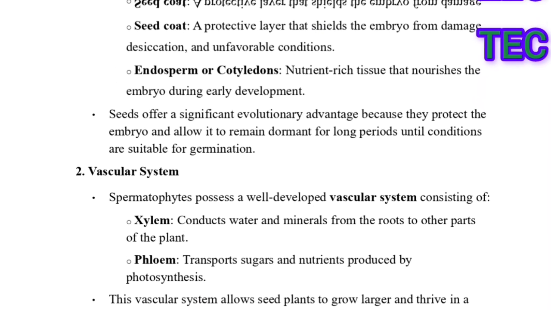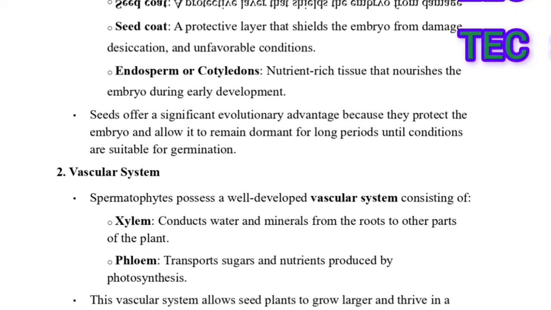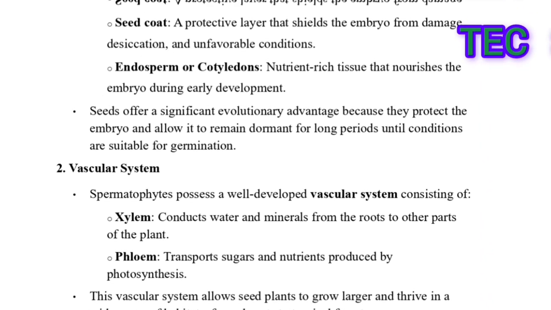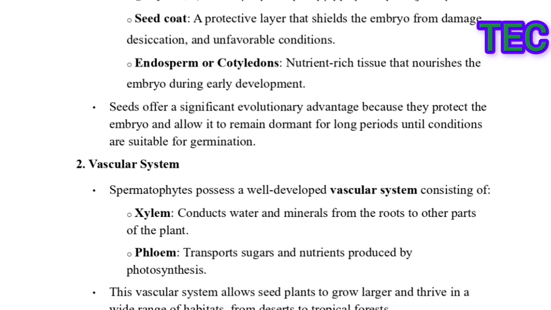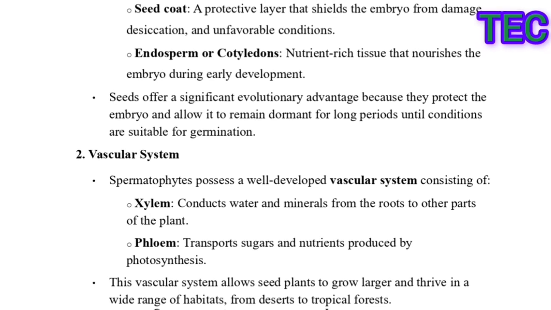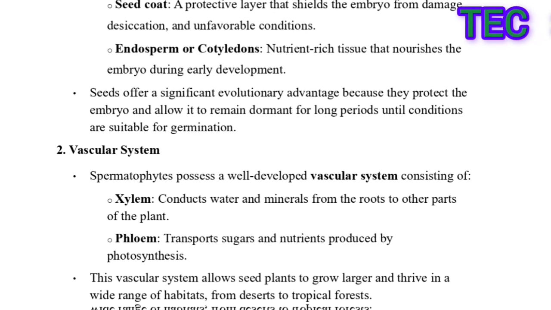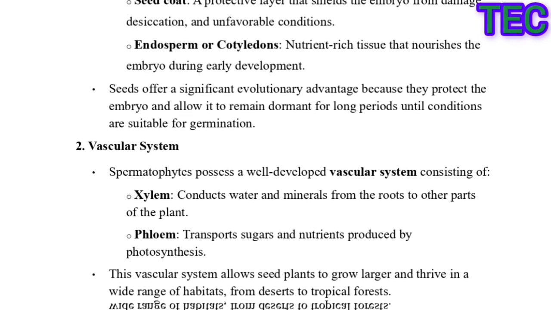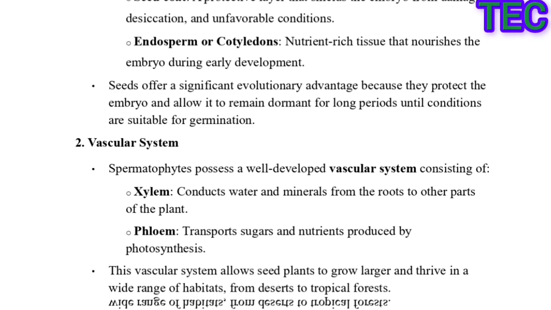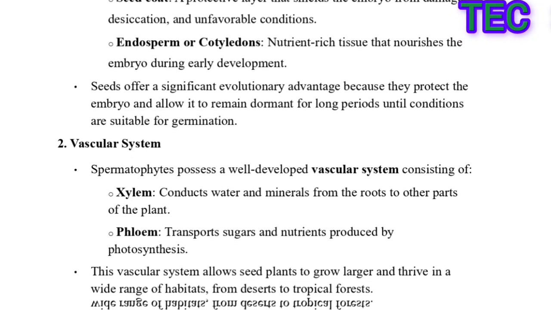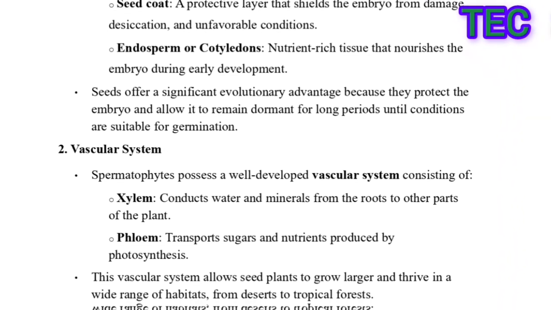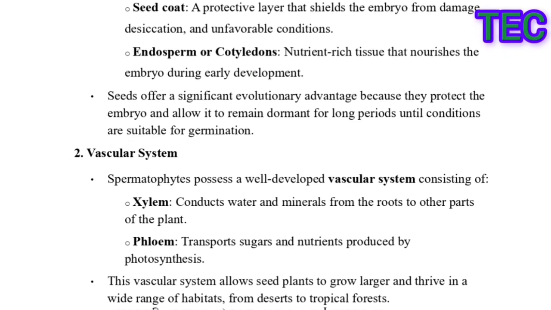Now, compared to the spore-producing plants, these spermatophytes are more advanced and have several advantages because of seeds. Spermatophytes include both the gymnosperms, for example the conifers, and the angiosperms, the flowering plants. So the angiosperms, we call them flowering plants. Gymnosperms don't produce flowers. And they dominate most terrestrial ecosystems. If you look at the large area in terrestrial ecosystems, the spermatophytes cover a very large area of the land. What are the key features of these plants?